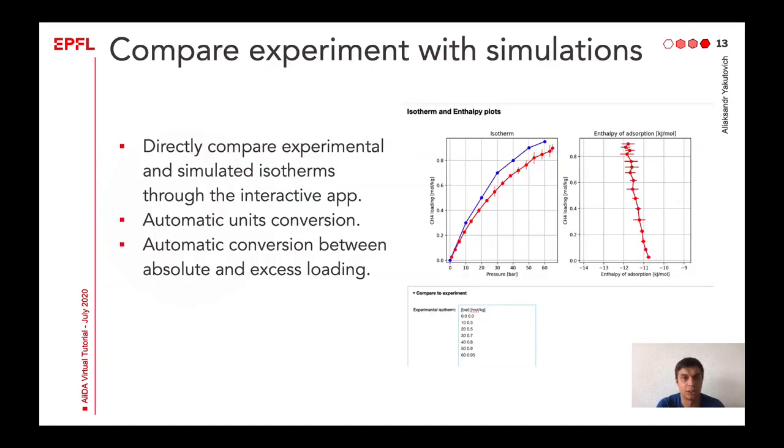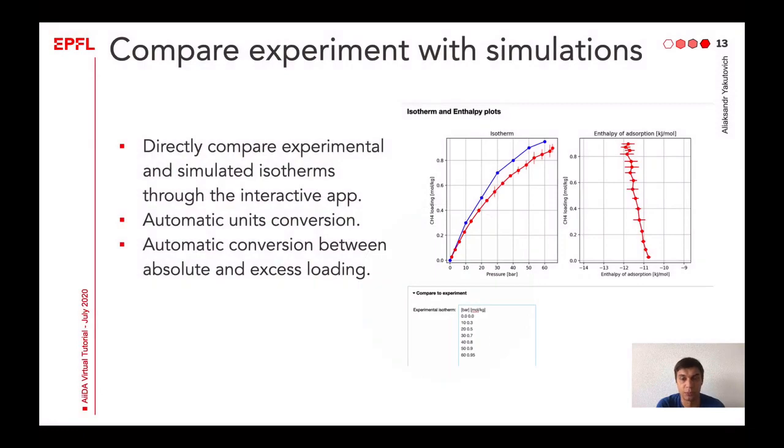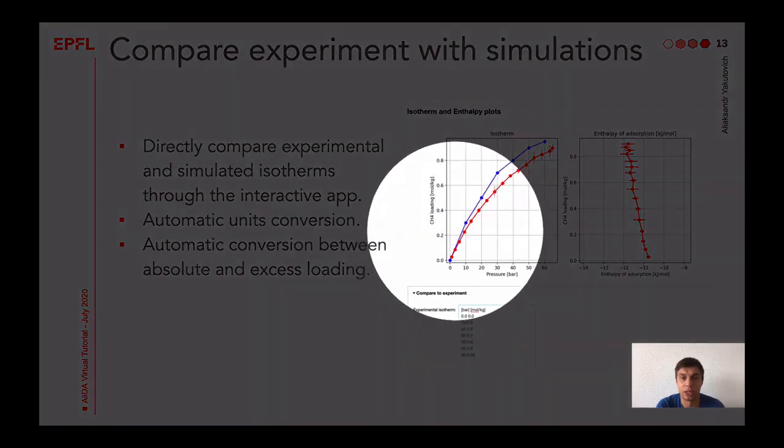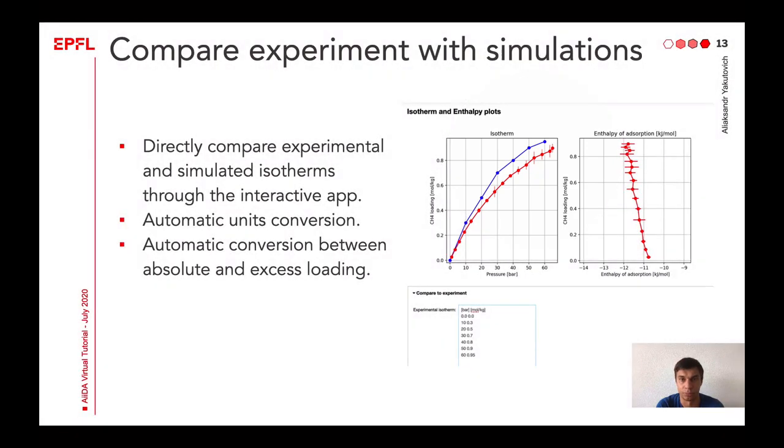Once the computation is done, we can use our AiiDA interface again to compare experimental data with the simulated ones. We can do it directly in AiiDA: once we open the results of a simulation, we can expand this compare to experiment window, and we can put here the experimental isotherms. As you can see on the screen, both of them will appear on the plot, and we can understand how close the simulated data are to the measured ones.